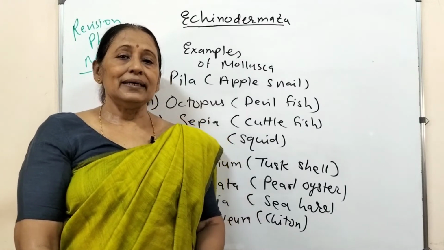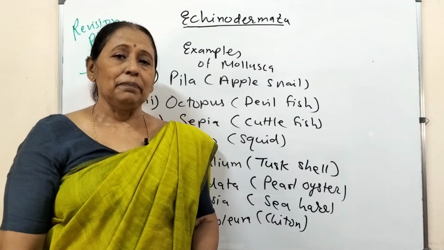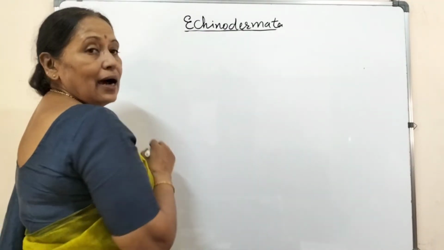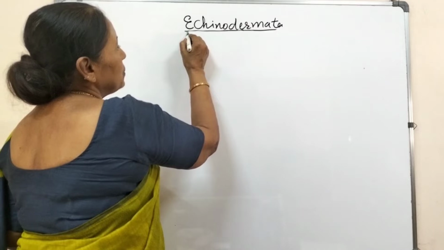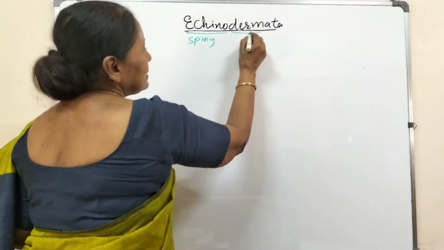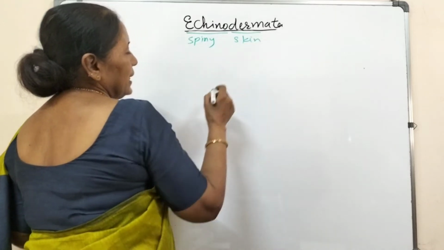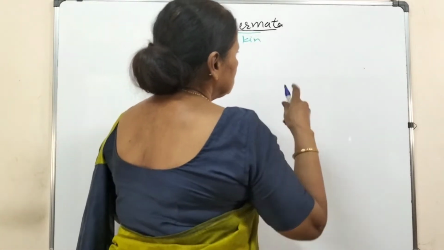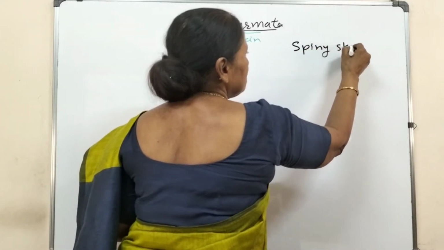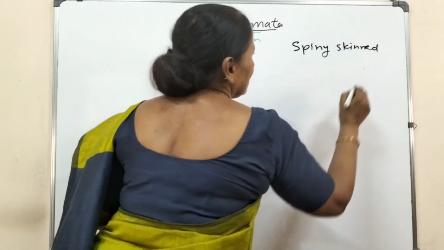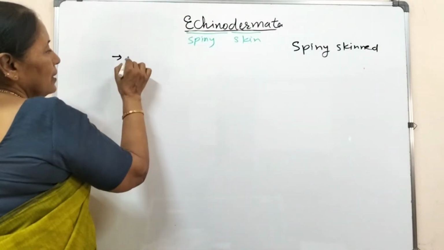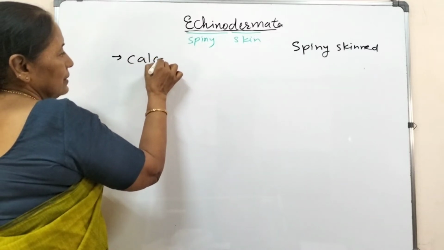Fine. So now let us move to our today's topic, that is Echinodermata. These echinoderms are spiny skinned. Echino means spiny and derm means skin. So they are spiny skinned. What is the reason behind their being spiny skinned? The reason is they have a calcareous endoskeleton.